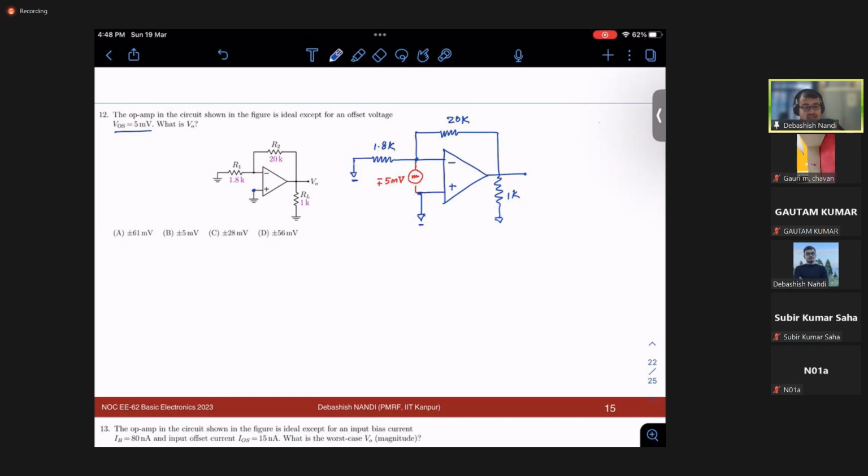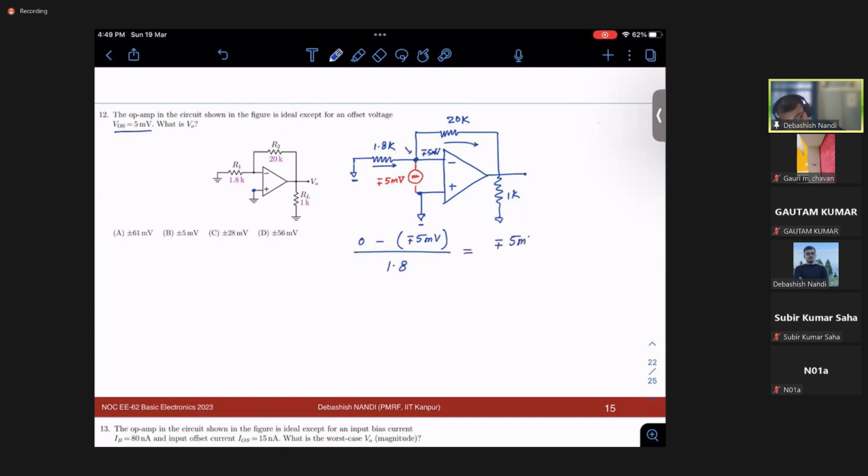So how will you analyze these circuits? This is your ground, right? So this potential is minus plus 5 volt, 5 millivolt. Again, we use the same circuit analysis technique, KCL at this node. So 0 minus this by 1.8 is equal to minus plus 5 millivolt minus V naught by 20, right?